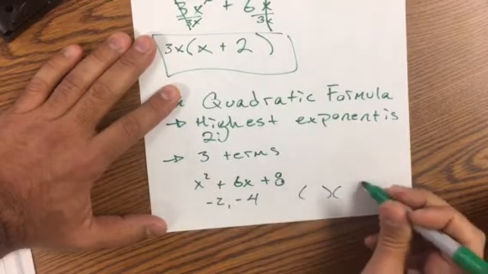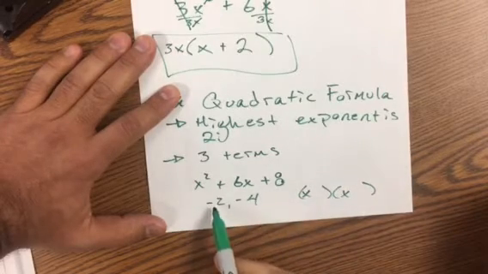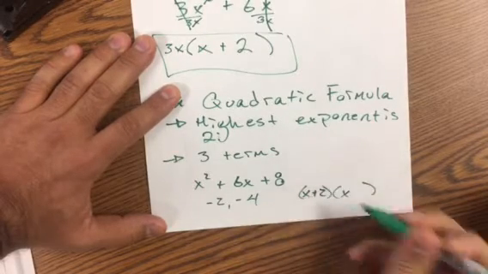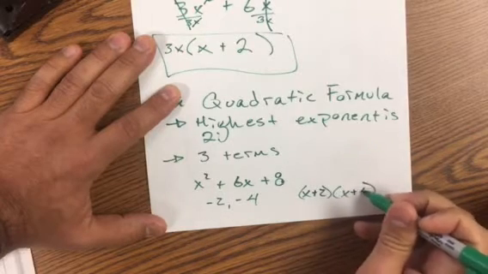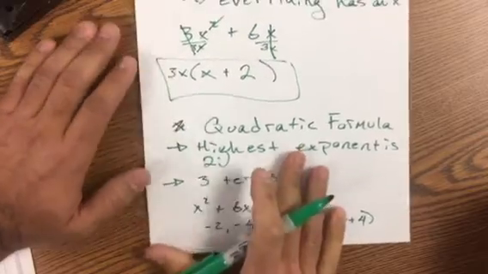So in my parentheses, I'm going to go x, x, and the opposite sign of this. So it's -2, so I go +2 here. It's -4, so I go +4 here. So that's the second way.